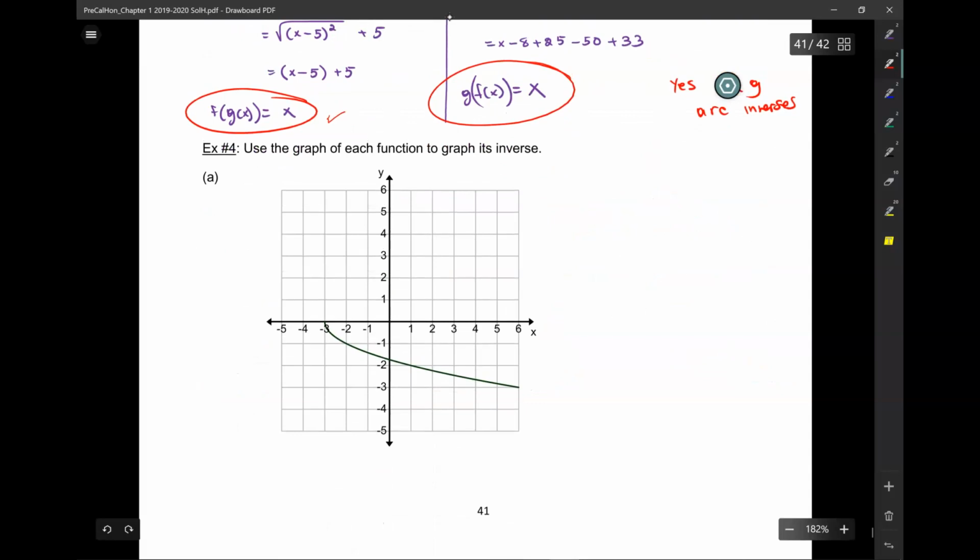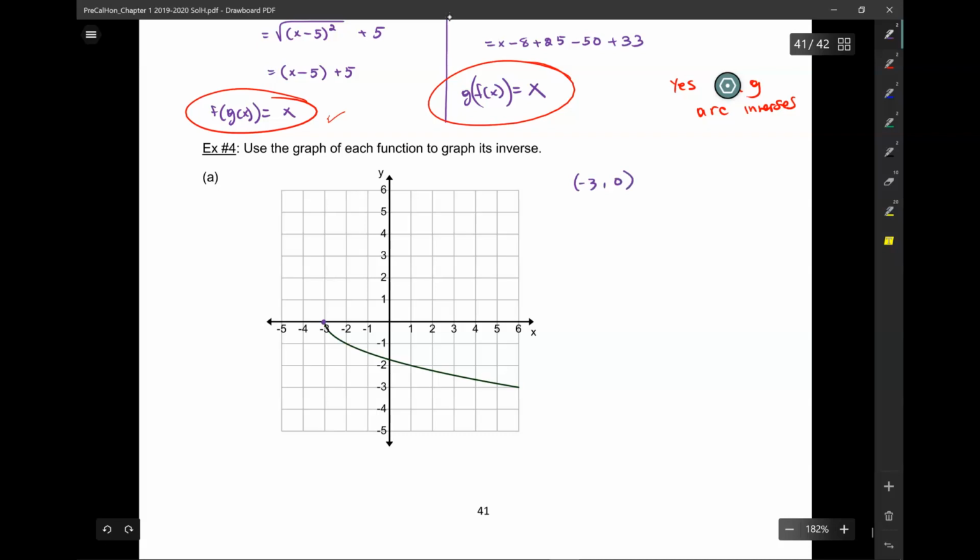Okay. All right, here, use the graph of each function to graph its inverse. So this is pretty straightforward. We're going to take each coordinate point and switch x and y's. So here's one coordinate point. That's x is negative 3, y is 0.